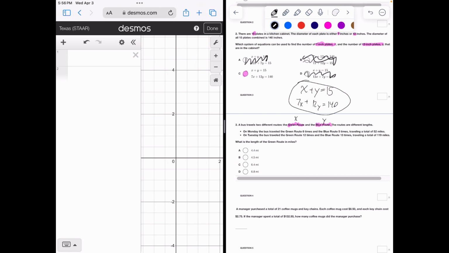If you travel that green route 6 times for x miles, and you travel the blue route 5 times, each time with y miles, you total a grand total of 52 miles. Same thing on Tuesday. So this is on Monday. And on Tuesday, you took the green route 12 times for x miles, add that to the blue route 13 times for y miles, going a grand total of 119 miles.